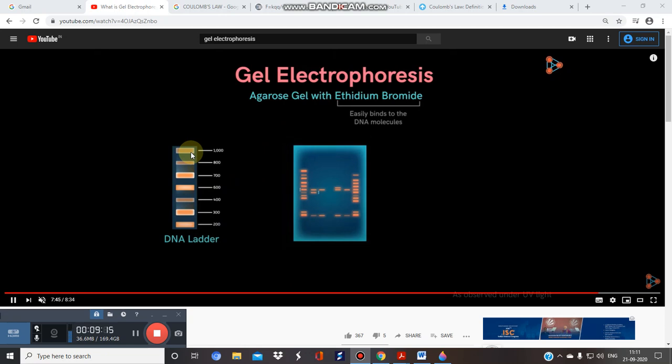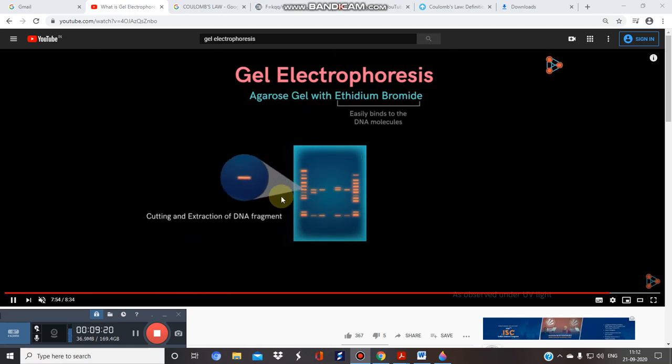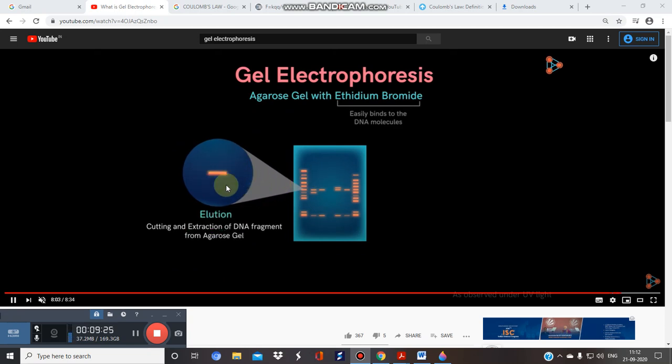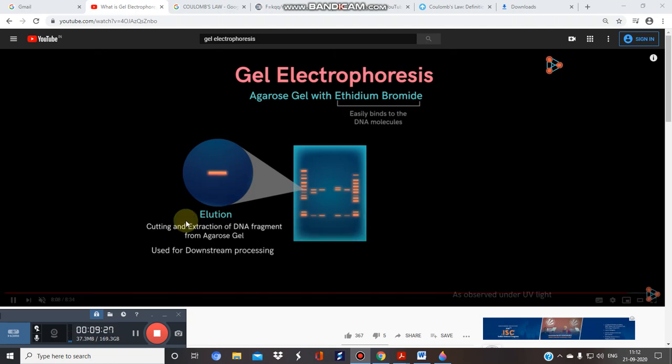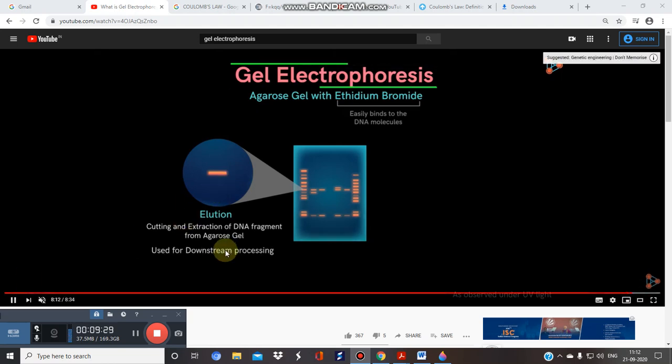So this is the arrangement of the different types of bands, and when we compare our band with the standard sample, what happens? Then we will be able to isolate. When we target the particular band, it will be subjected to isolation, we can say the extraction and then the isolation part.